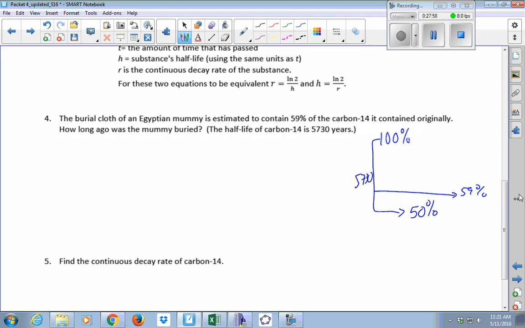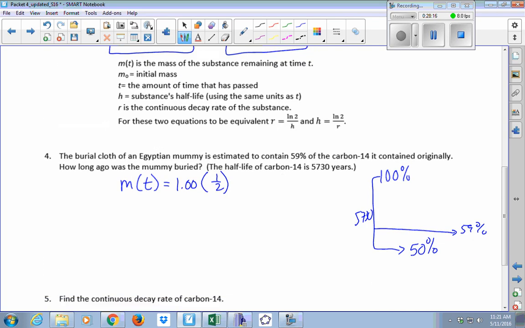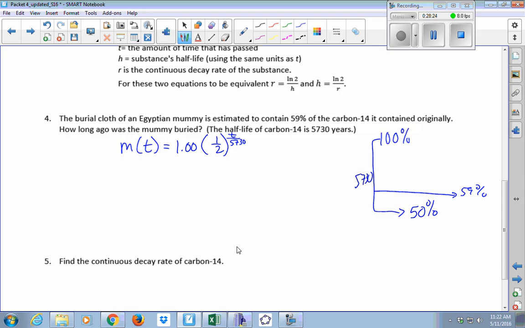So our equation says the mass after a certain number of years is equal to the initial amount of carbon-14, which is 100%, which is 1, times 1/2 to the t, which we're trying to find, over the half-life. So some people wouldn't even bother putting in the 1 here because 1 doesn't do a whole lot. But I want you to see that that says that the initial mass is 100% carbon-14.